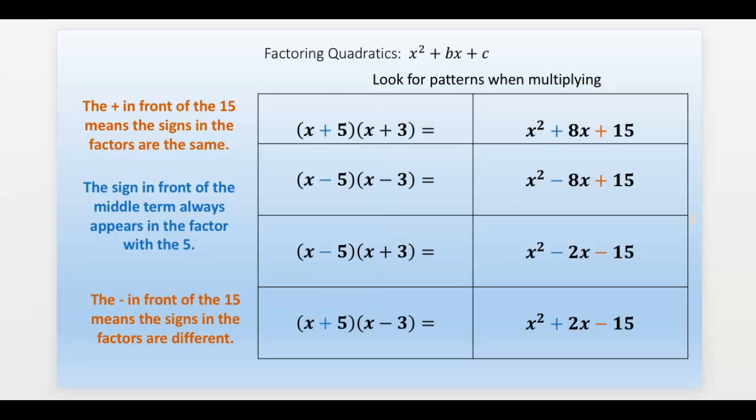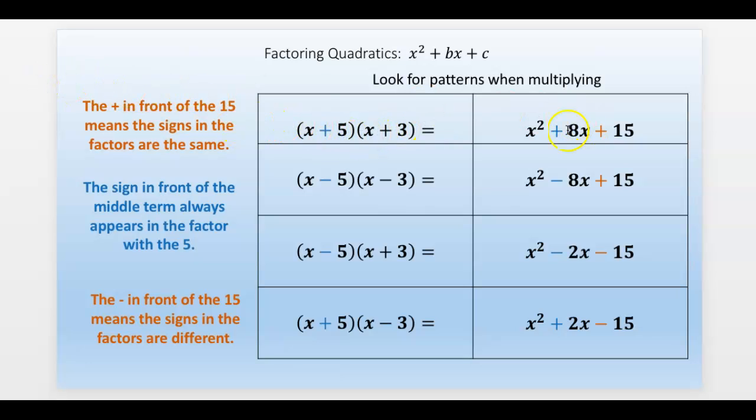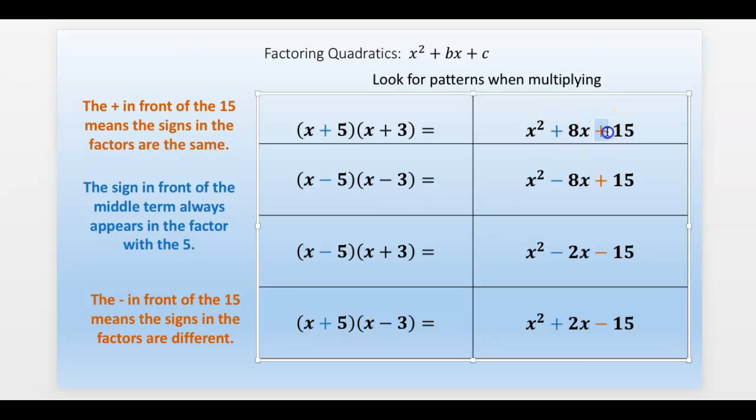Let's take a closer look at these patterns. When you multiply out x plus 5 and x plus 3, this is what you get: x squared plus 8x plus 15. The sign in front of the 15 is a plus sign. That means the signs in our factors are the same. The plus sign in front of the 8 means they're both plus. That's not always what it means. It only means that if the second sign is a plus.